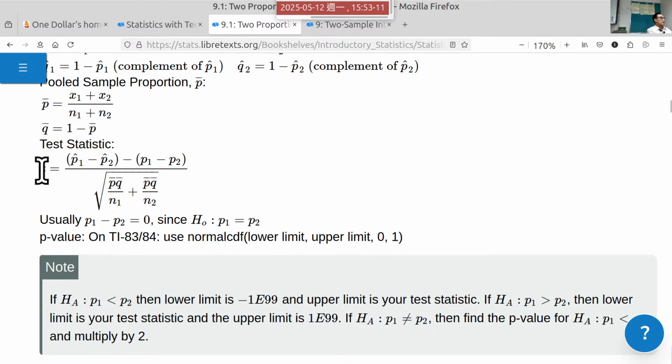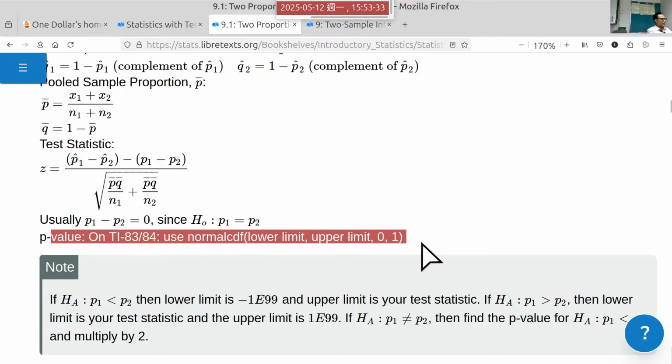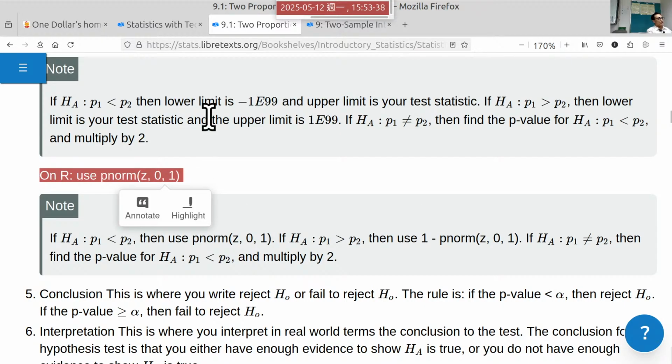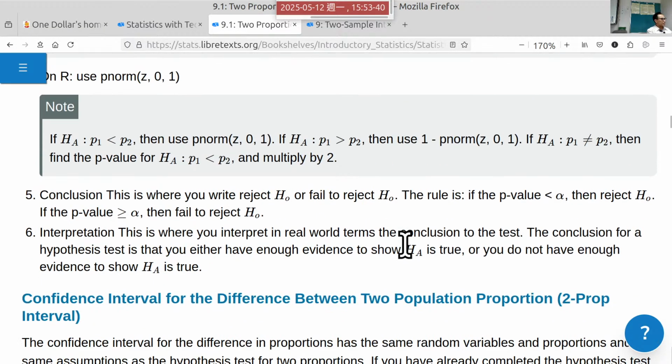And the z-score, it looks like this. Sorry, it's not easy for me to read this, but you can check the formula. And usually p1 minus p2 is 0, since the null hypothesis is p1 equals p2. And the p-value, this one. Okay, and note. Number 5, conclusion.